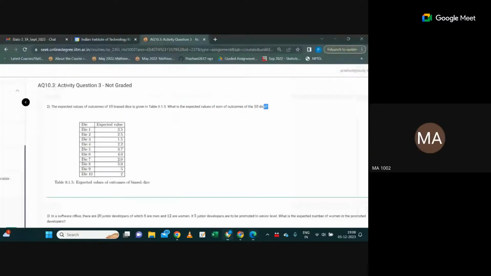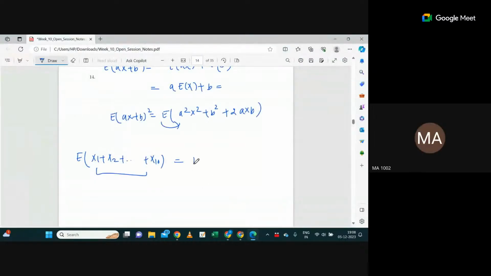And if you see in the table, what is 3.5? It's nothing but the expected value of x1, right? For die 1. 2.5 is the expectation of x2. Now I can apply this property: expected value of x plus y, if it's two random variables, will be expectation of x plus expectation of y, right? If it's any random variable, it will be simply expanded, right?